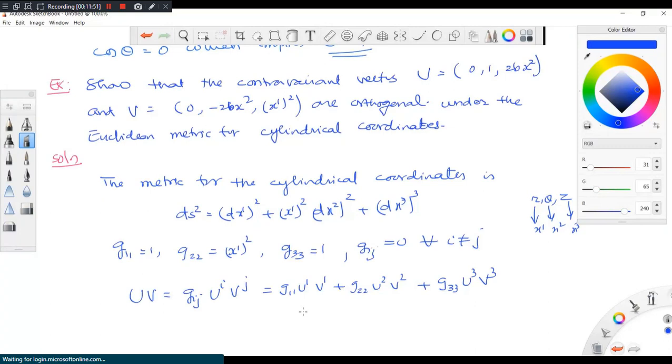So g11 is 1, u1 is 0, v1 that's also 0, g22 is x1 square, u2 means 1, v2 means minus 2bx2, g33 is 1, u3 is 2bx2, this is x1 square.